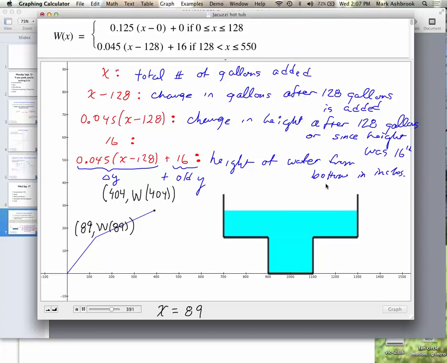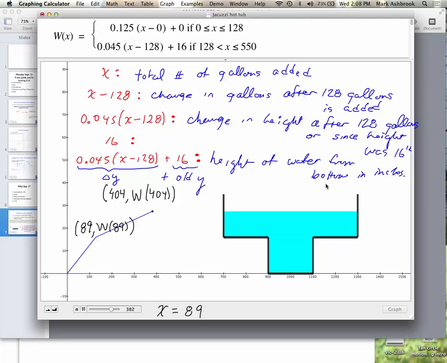Any more questions on this example? Yes, please. When we're defining x, we don't have to say that it's after 128, even though we're explicitly looking at the second equation. It's okay to just say total number of gallons? Or should we say total number of gallons added after 128? Well, that would be the total number of gallons added after 128, which is x minus 128. So maybe what you want to say is total number of gallons added that is greater than 128. I was just wondering if we have to be that specific, since we're only looking at the second equation.